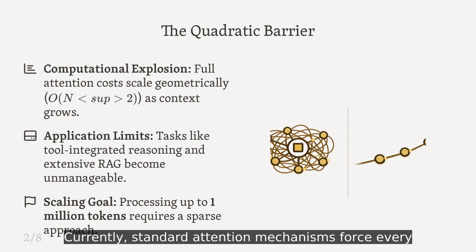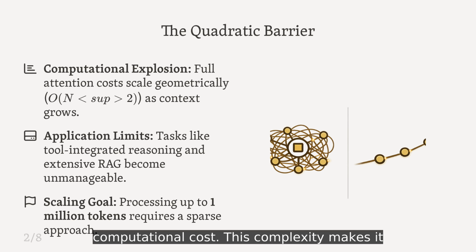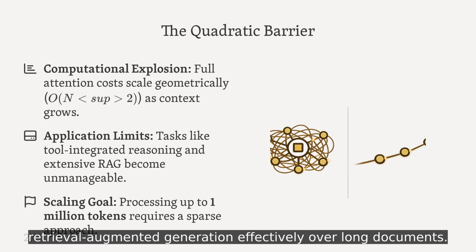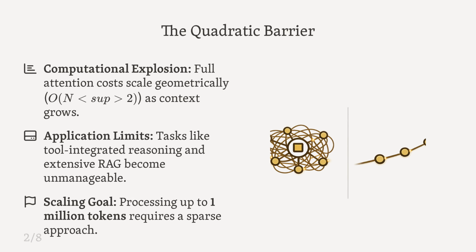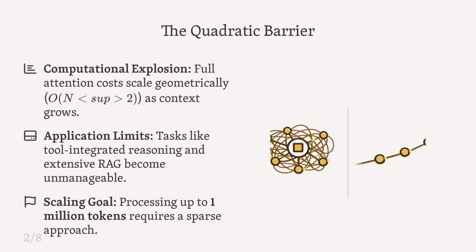Currently, standard attention mechanisms force every token to look at every other token, creating a quadratic explosion in computational cost. This complexity makes it nearly impossible to run applications like retrieval-augmented generation effectively over long documents. To process 1 million tokens efficiently, the industry needs a way to prune these connections while keeping the model smart.